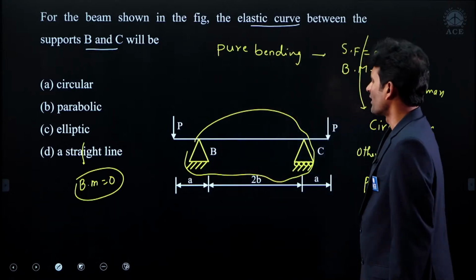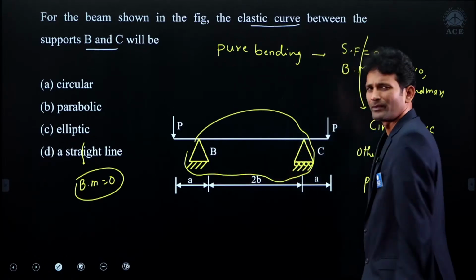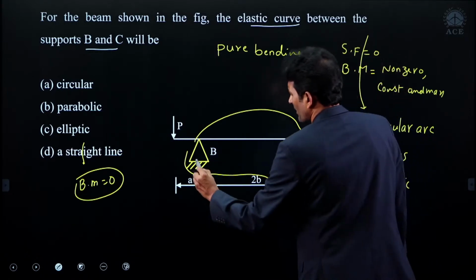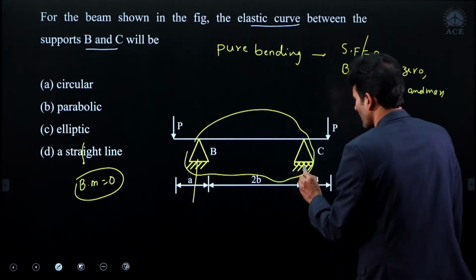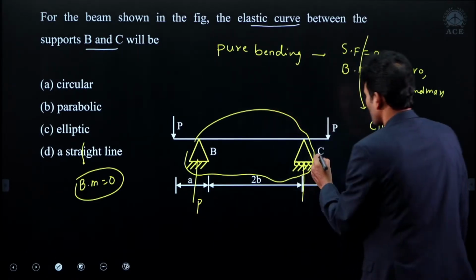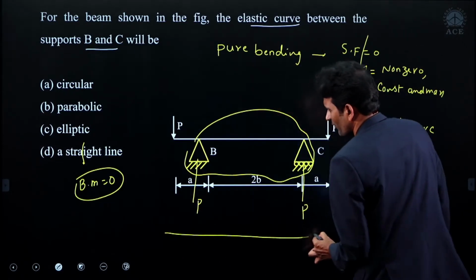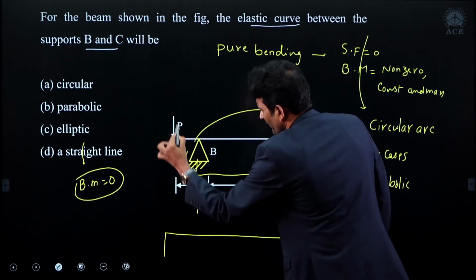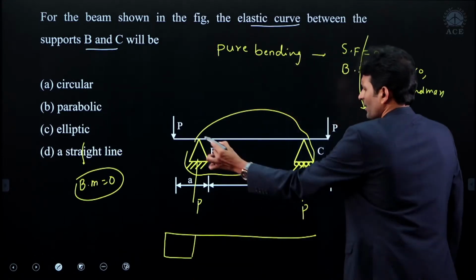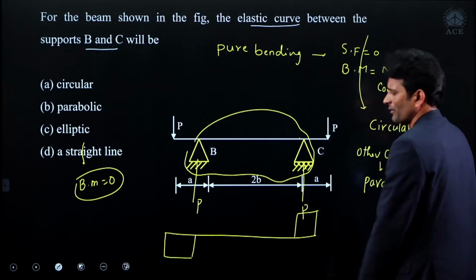So వీటిని నేను ఐడెంటిఫై చేయాలంటే ఫస్ట్ ఆఫ్ ఆల్ ఐ ట్రై టు ఫైండ్ అవుట్ ద షియర్ ఫోర్స్ అండ్ బెండింగ్ మూమెంట్ ఇన్ స్పాన్ BC. Given beam, it is a symmetrical beam. Even though it is an overhanging beam, symmetrical beam. Symmetrical beam లో రియాక్షన్స్ మనం ఈజీగా ఐడెంటిఫై చేయగలం. Reaction at B, it is P. Reaction at C is also P. Now try to plot the shear force diagram. Downward direction, straight and upward direction. In between B and C there is no load. Yes, this is the shear force diagram.